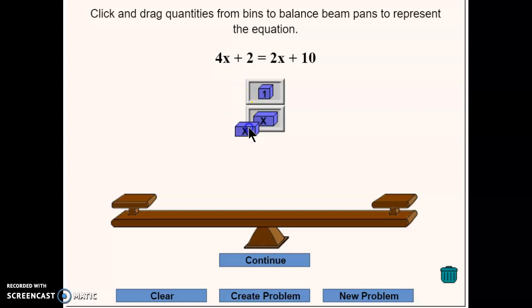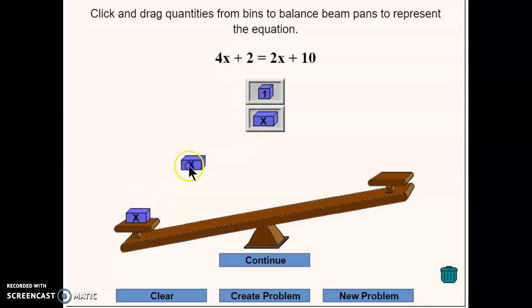So 4x, I'm going to drag 1, 2, 3, 4, 4x, and then plus 2. So on the left hand side, 4x plus 2. On the right hand side, I have 1x, 2x, and then plus 10. I hope we can automatically do it. Yes, that's good.